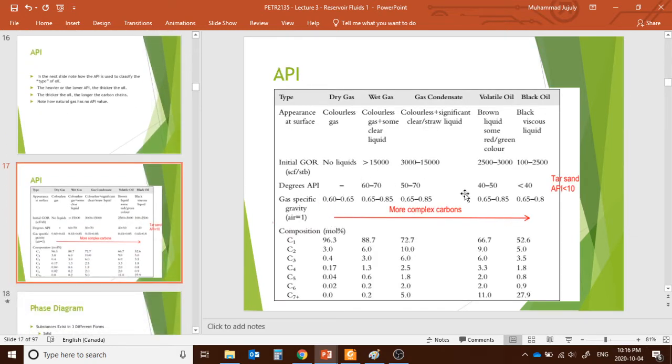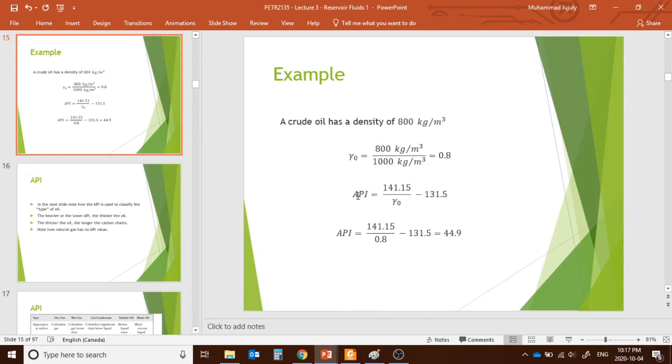Look at these degrees of API. You can see that gas doesn't have any specific API gravity, but a wet gas, which is a gas with a small portion of gas condensate present, has a higher API gravity, and the gas condensate itself has this API degree, this value, and black oil has this one, and tar sand has an API value of less than 10. So it is very clear that the density of the tar sand is way higher than that of the gas condensate, right? So that means it's inversely proportional. You can see the specific gravity and API are inversely proportional.